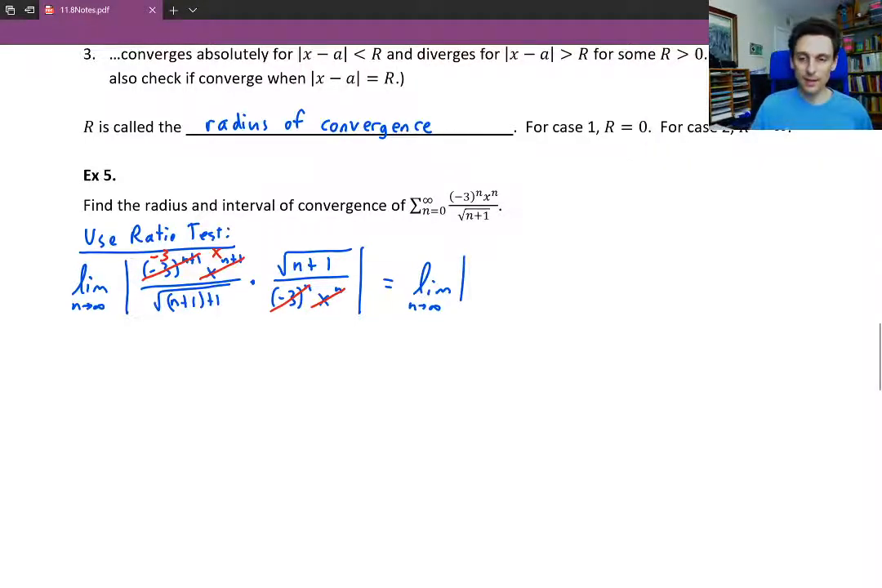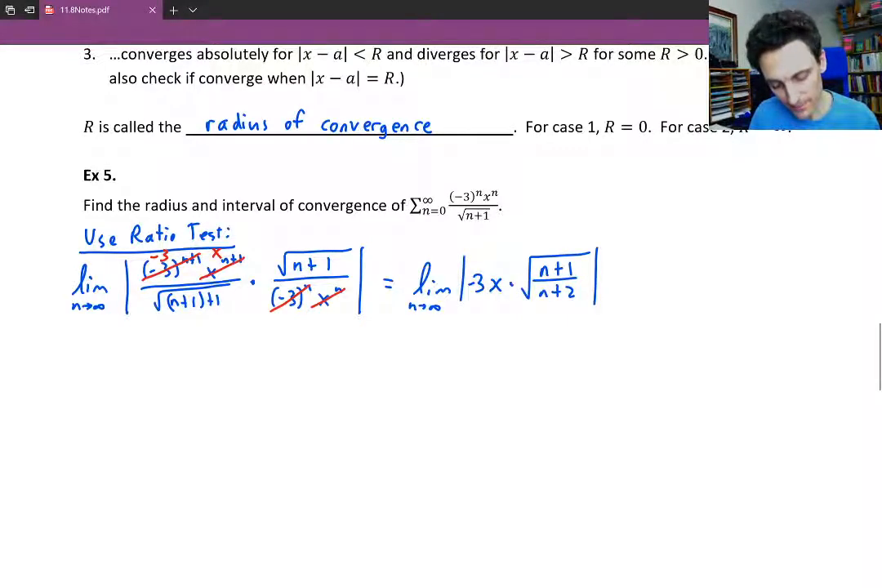Now we can write the rest of it. We can write the square root of n plus 1 over the square root of n plus 2. We're going to go ahead and write that in a single expression as the square root of n plus 1 over n plus 2. That'll help us evaluate the limit a little bit better in the next step. Now we have a negative 3 times x as well.